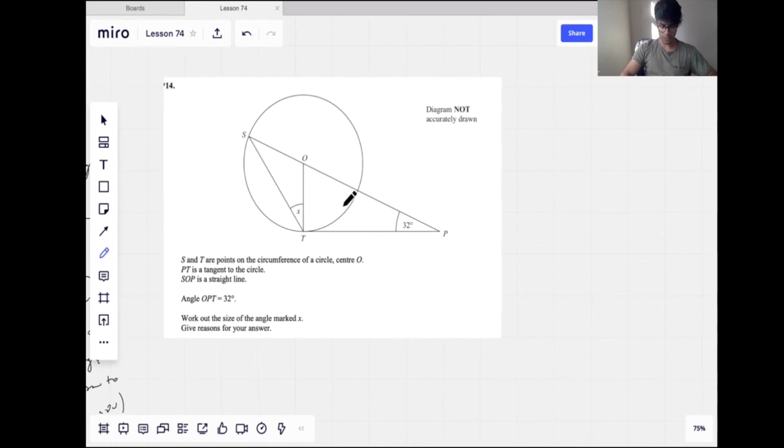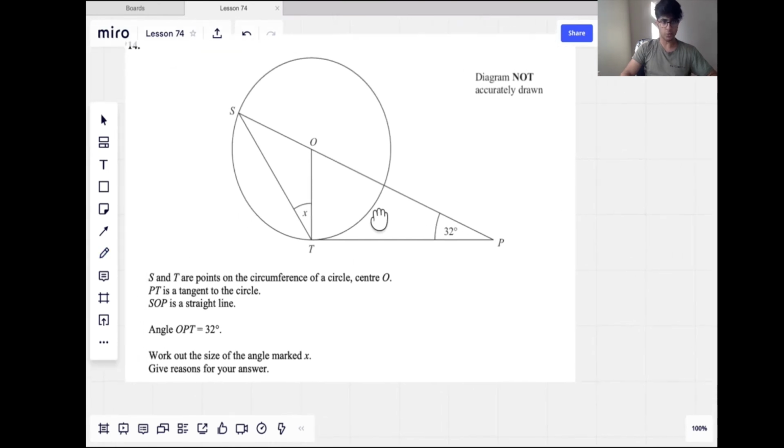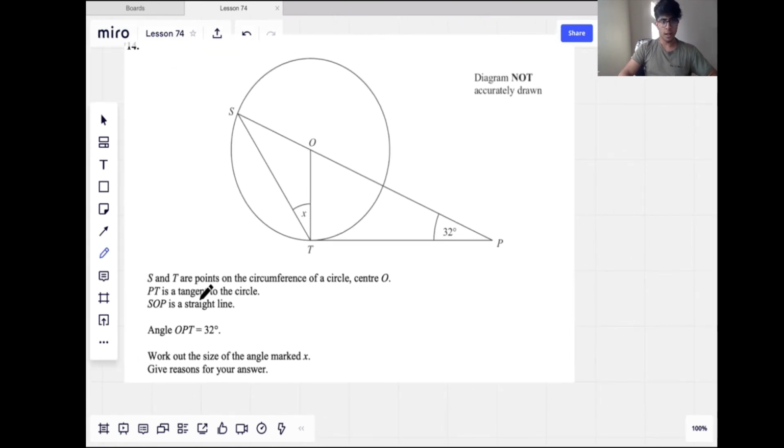So question 14, this is supposed to be quite a tricky one. So let's try this. S and T are points on the circumference of the circle, center O. PT is tangent to the circle. Nice. Now that you see PT as a tangent to the circle, straight away what you can do is, OT is the radius, you can just mark it 90 degrees.